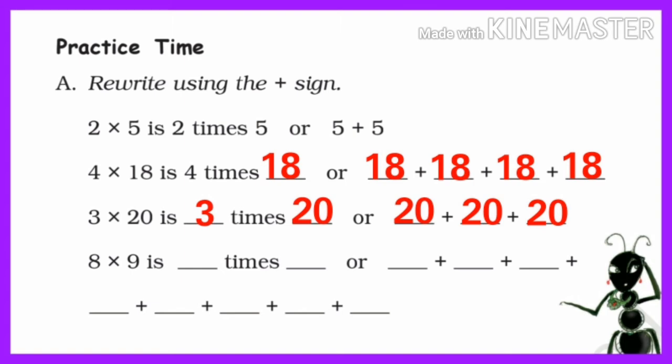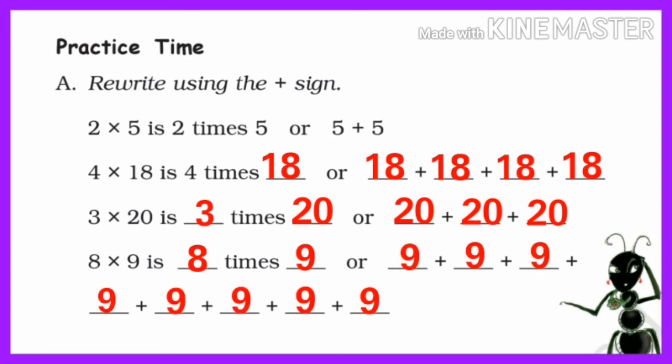Next one, 8 multiplied by 9 is 8 times 9. In another way we can write it as 9 plus 9 plus 9 plus 9 plus 9 plus 9 plus 9 plus 9. So we can conclude that multiplication is repeated addition.